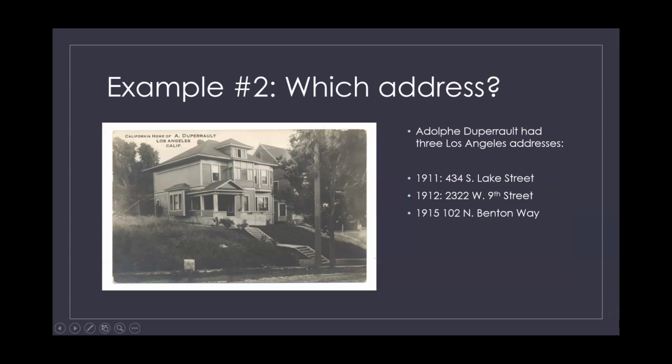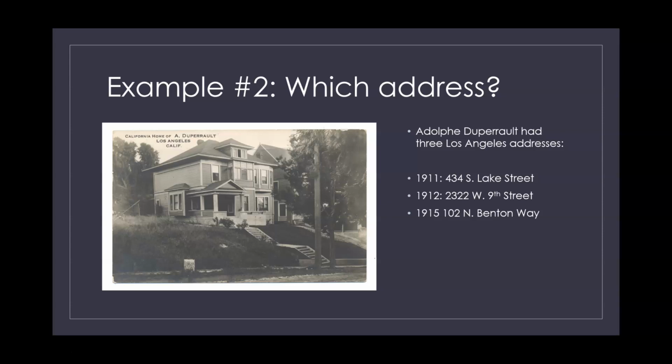Example number 2, which address? What do you do when you've got too many addresses to look up? This postcard comes from the same collection and says California home of A. Duperreau. Looking in the city directories, we found that Adolphe Duperreau had 3 LA addresses: 434 South Lake Street, 2322 West 9th Street, and 102 North Benton Way.